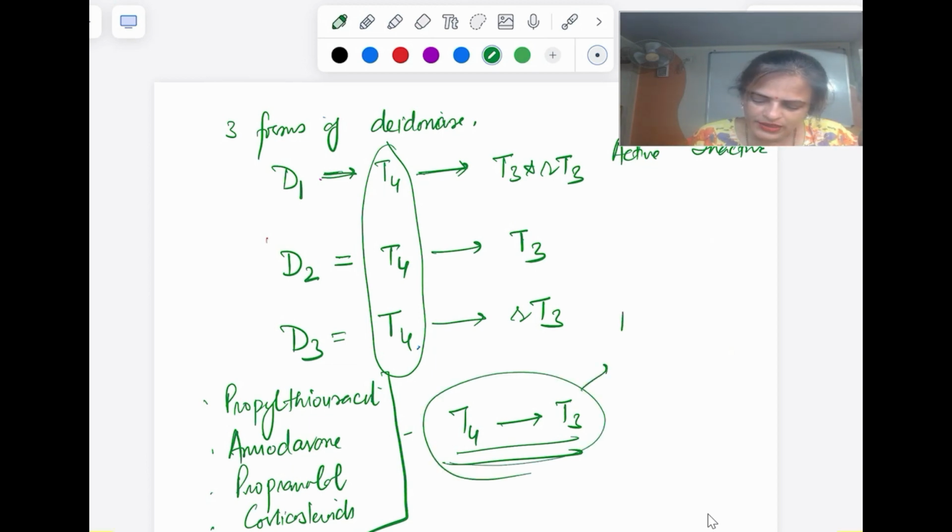like its mechanism of action and what are its important actions. And then I will be focusing on the thyroid disorders.